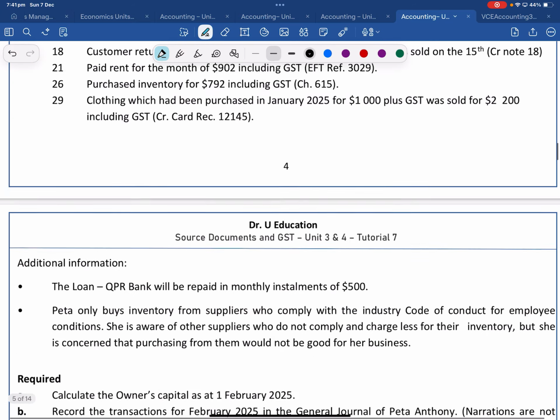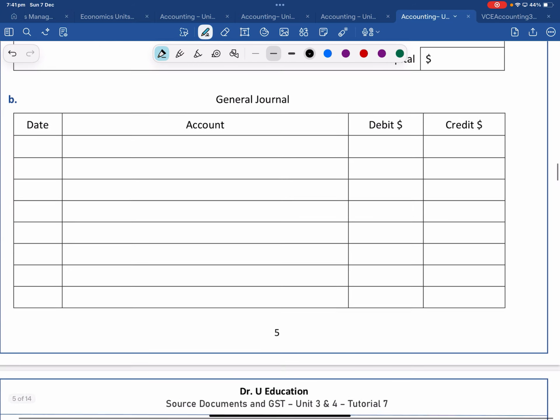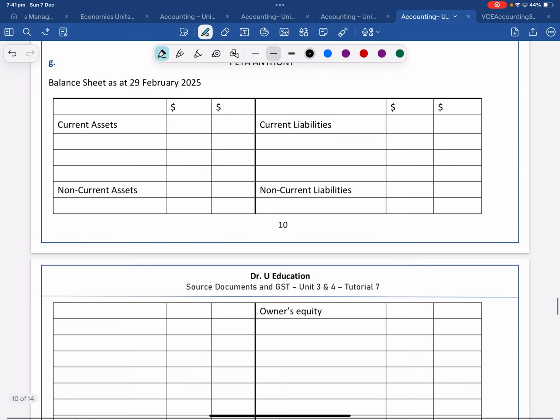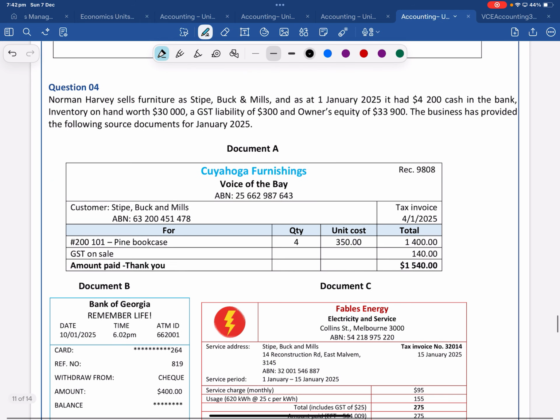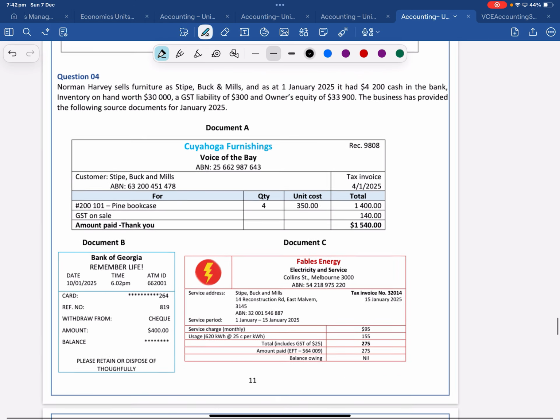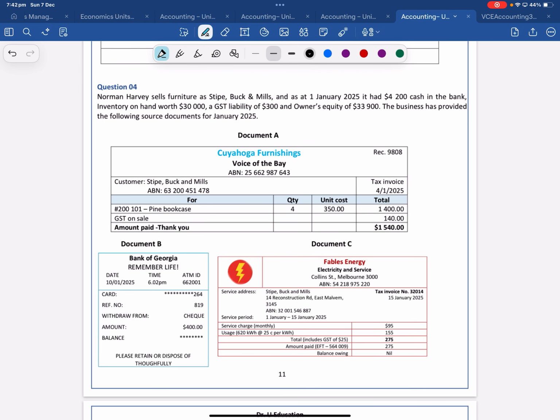Okay guys, question number 3. One is for homework. Shall we do question number 4? Yes, we'll do question number 4, because it's source documents.